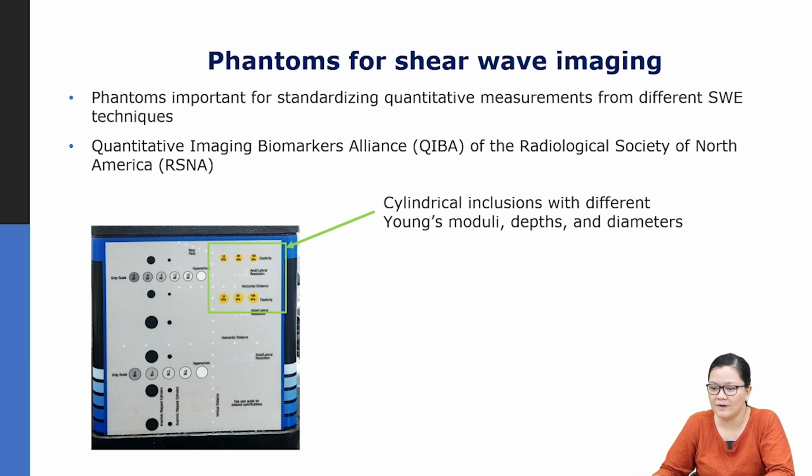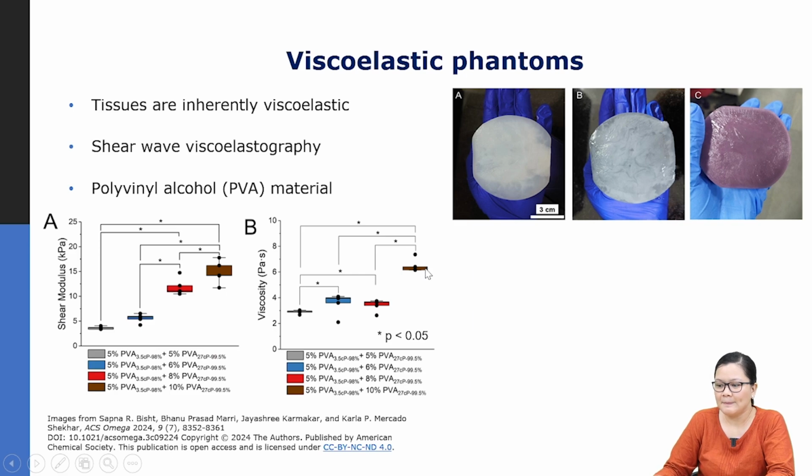This type of phantom will allow the researcher or system developer to assess the quality of their elastography images, and also to look into how well the elastography algorithm can define the boundaries of the inclusions, as well as how small an inclusion the algorithm can detect. So phantoms are widely used for those purposes.